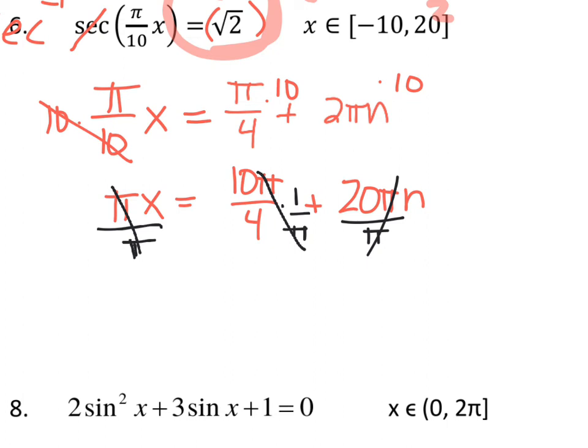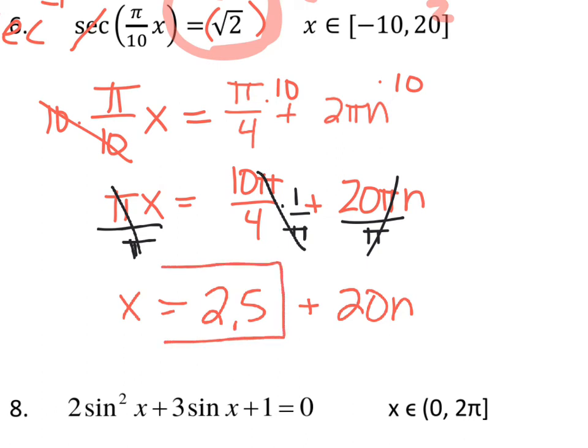So x equals 10 divided by 4, which I believe is 2.5, plus 20n. So the first answer is 2.5. And then the second answer would be 22.5, because I'm adding 20 to this one. And the third answer would be 42.5, because that's what 2 times 20 is. So you multiply 20 times whatever number and then add 2.5 to it. But the first answer is 2.5.